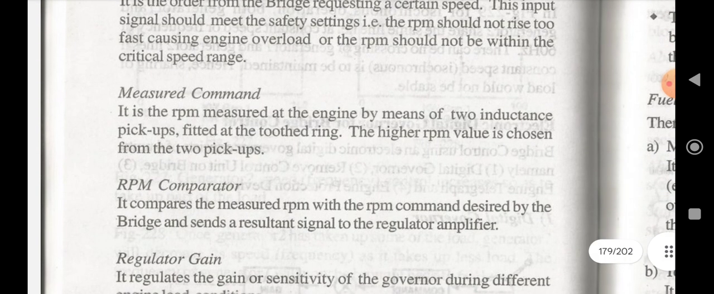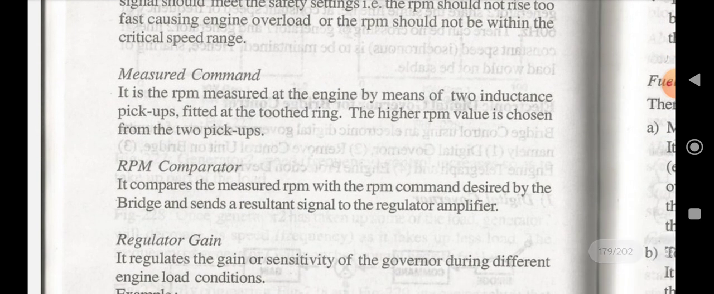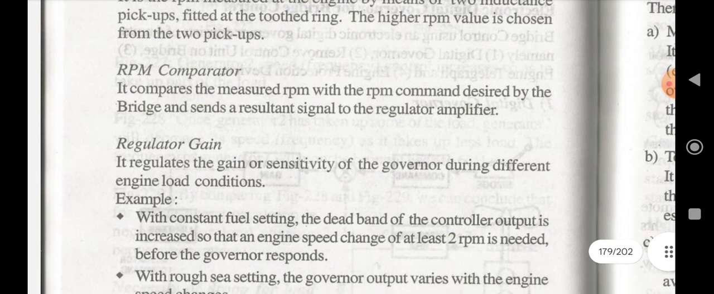Then measured RPM. It is the RPM measured at the engine by means of 2 inductance pickups fitted at the toothed ring. The higher RPM value is chosen from the 2 pickups. Then RPM comparator. It compares the measured RPM with the RPM command decided by the bridge and sends a resultant signal to the regulator amplifier.